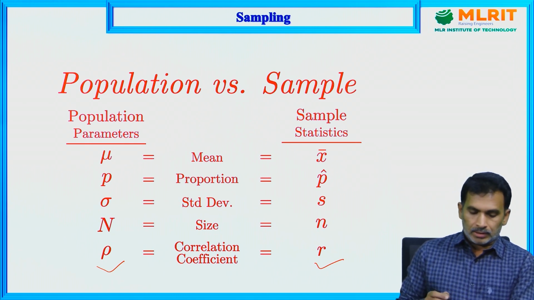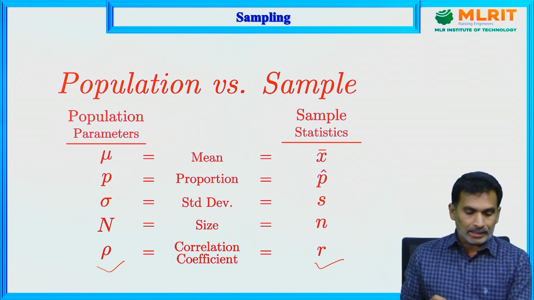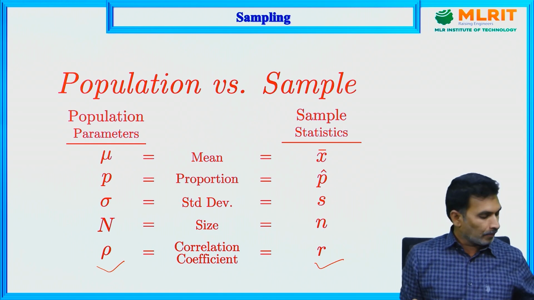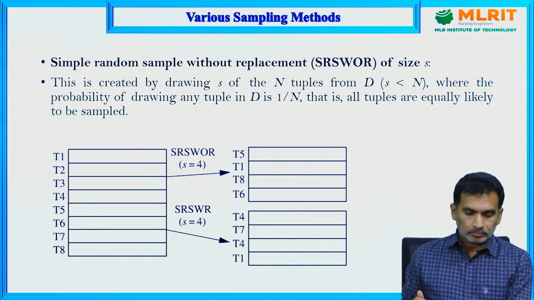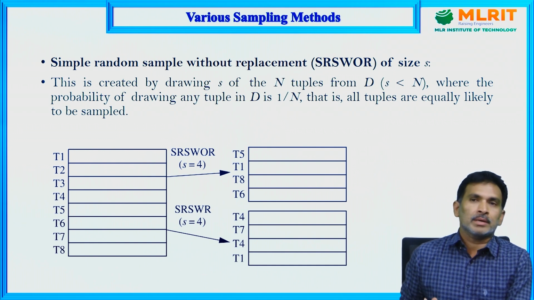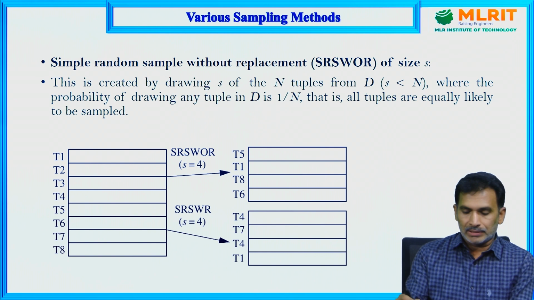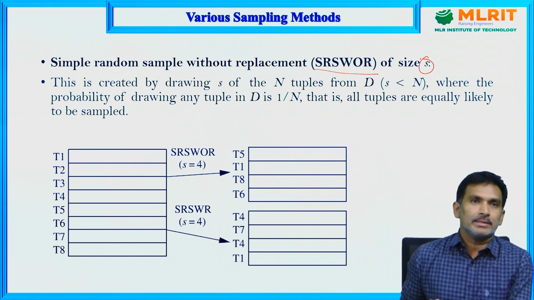Most of the time it is very difficult to collect data from the entire population, so we go for sampling. Now, what are the various sampling methods? We will understand which is more effective and which is more appropriate. The first sampling method is simple random sample without replacement, in short SRSWOR, and the sample size is small s.